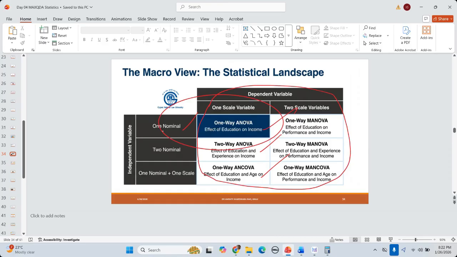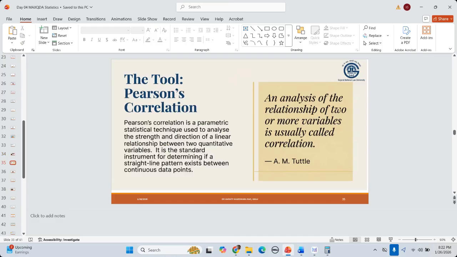Okay. In case we have one nominal and 2 scale variables, we'll go for one-way MANOVA. If you have 2 nominal variables, like the effect of education and experience on income, and we have 1 scale variable, in that case, we'll go for two-way ANOVA. One nominal plus one scale plus one nominal scale, we'll go for ANCOVA. There are different statistical tests. I don't want to confuse you right now.